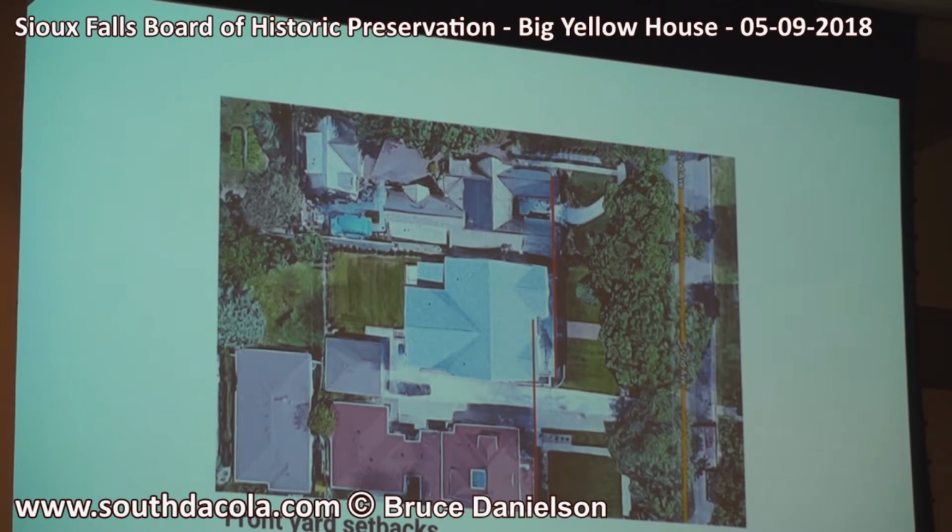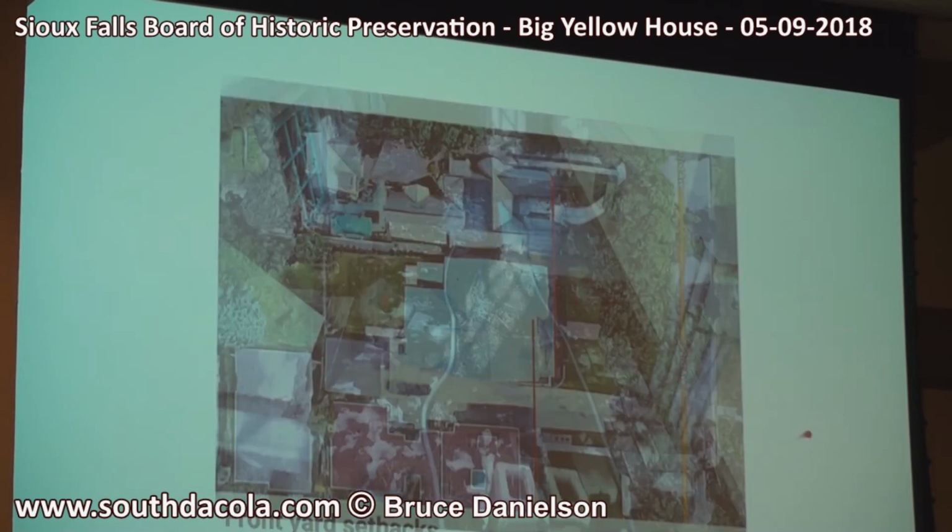Again, the front setback to the porch is at 30 feet 10 inches, well within the city zoning standards, which is 25-foot minimum. So I feel like the home is in the correct location.